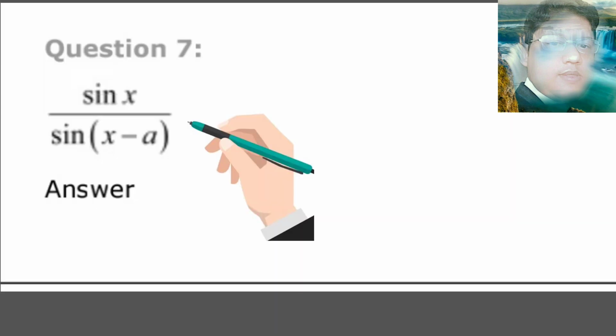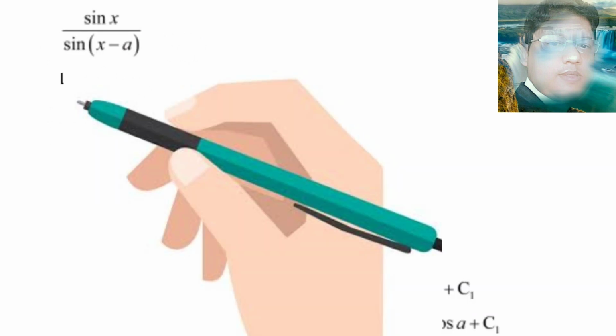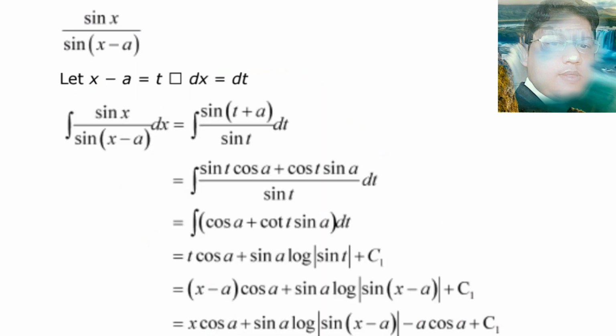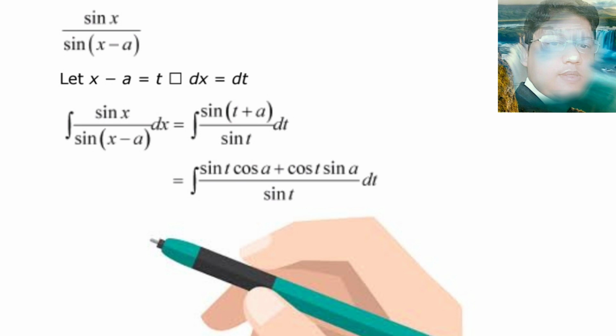After that, question number 7: sin x upon sin x minus a. So the denominator should not be x minus a, x plus a; it should not be done like this. After that, I just take x minus a as t. If I take x minus a as t and differentiate, I will get this line. So sin of t plus a; instead of x, you have to write here t plus a.